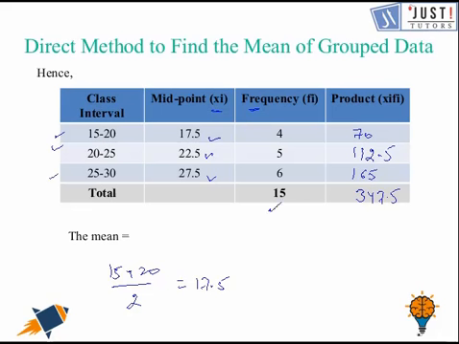Now to find the mean of such data, we need to apply that same formula again, that is sigma xi fi upon sigma fi. We can work that out here. We need to do 347.5 divided by 15, which is equal to 23.167. So this is the required answer of this question.